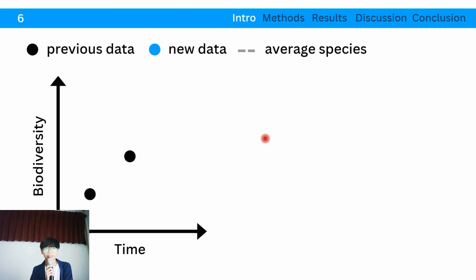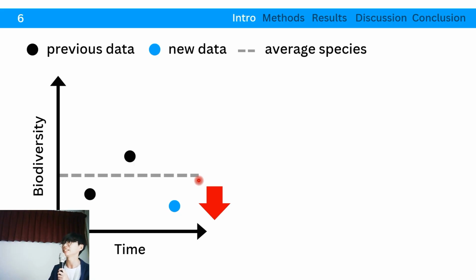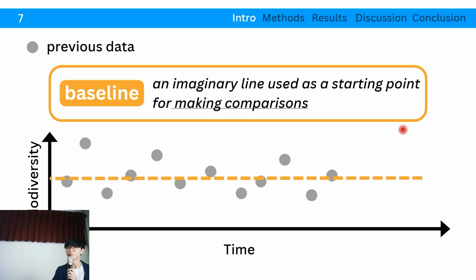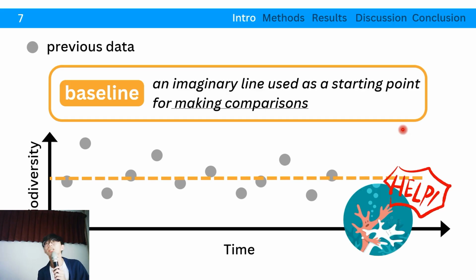If we have more data, like the black dots shown here, you can see the previous data and we can average them to get a dashed line. So when we put the new data on here, we can easily know that it's decreasing, right? On the other hand, if the blue dot is above the dashed line, you can easily tell the biodiversity is increasing. The dashed line is what we call the baseline. It is an imaginary line used as a starting point for making comparisons. For scientists, we know it's time to help corals when their coral coverage is decreasing.